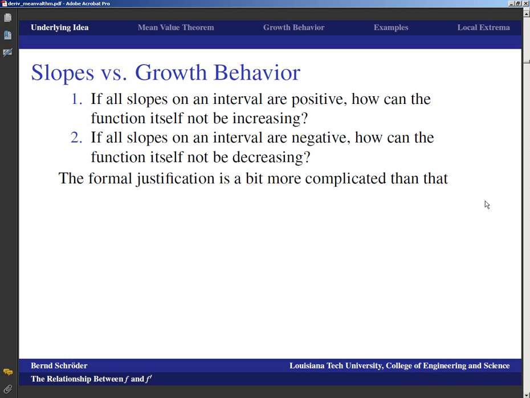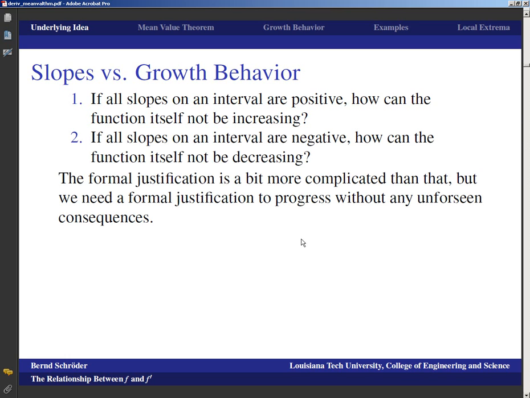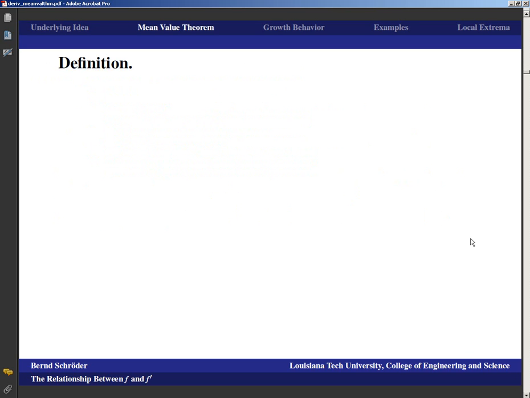Well, the formal justification takes a little bit longer, but we also do need a formal justification to progress without any unforeseen consequences, because certain conclusions just look really tempting. But remember, the Earth isn't flat either, right? Even though locally it looks as if it is rather flat. I mean, I've driven through western Kansas, I've lived in Kansas for a while, that looks rather flat, and yet the Earth is not. Okay, so the theorem that makes the connection between the macroscopic idea of growth behavior and the microscopic behavior of derivatives is the mean value theorem.